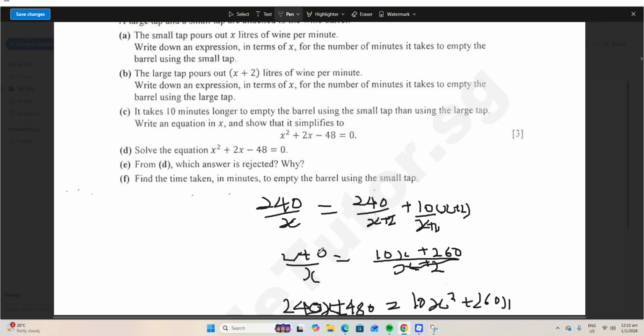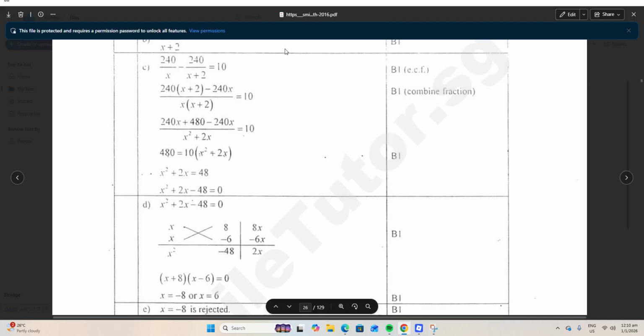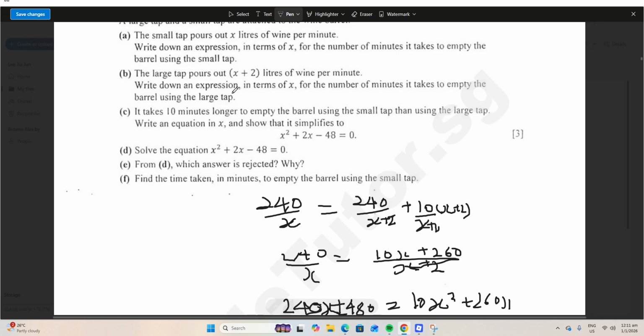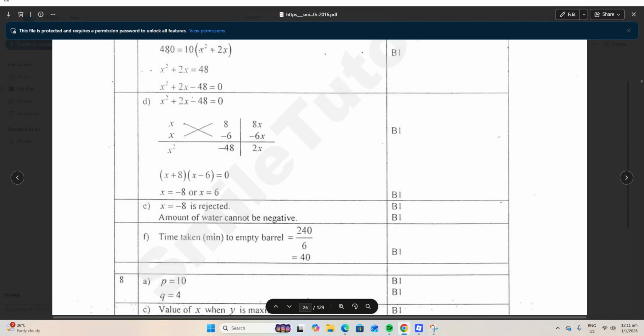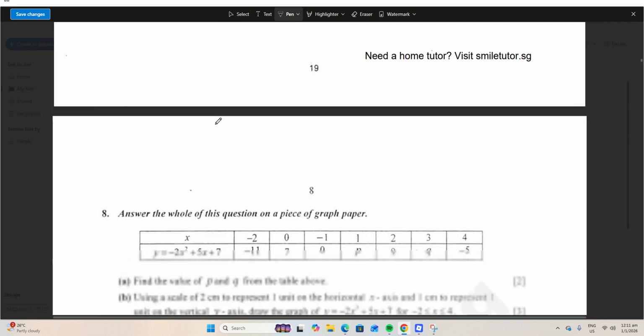Just sub in. So small tap will be divided by x, right? So what was my x? 8, right? Is it? Or 6. So 240 divided by 6 is just 40. Answer should be 40. Okay.